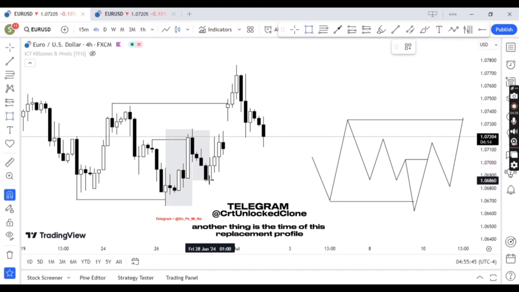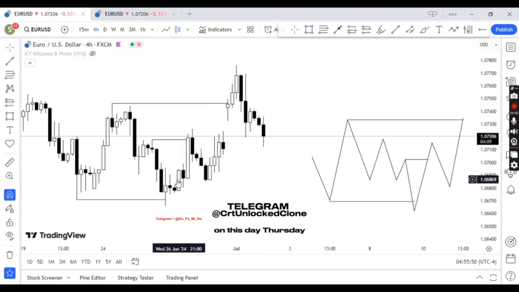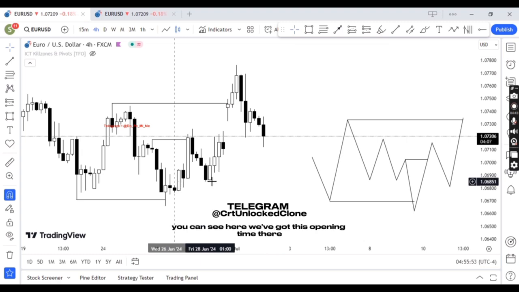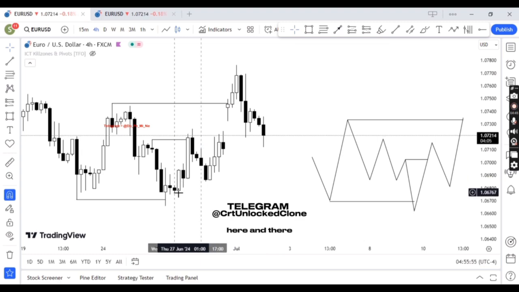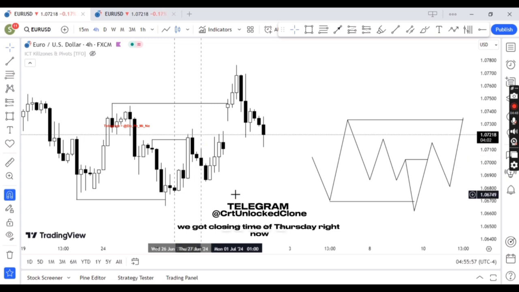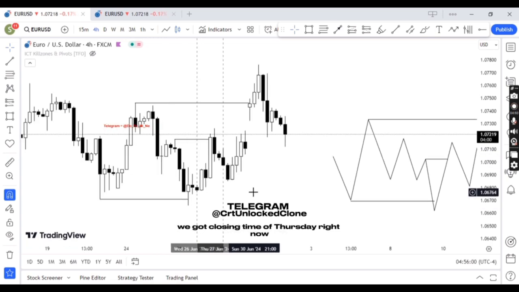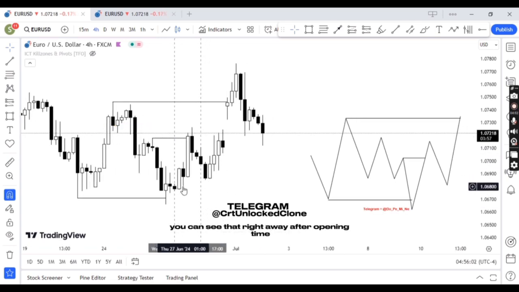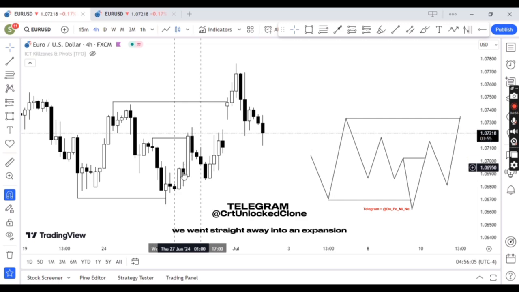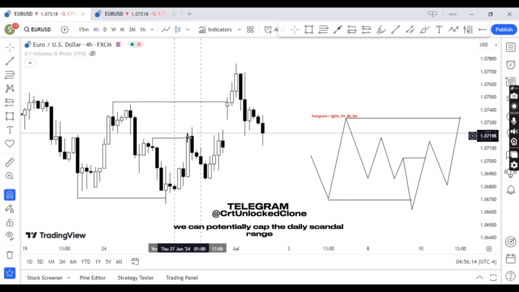Another thing is the time of this retracement profile right here. If we plot the opening times on this day, Thursday, you can see here we've got this opening time, and there we got the closing time of Thursday. Right away after opening time we went straight into an expansion and took out that range high right here. We already had a huge expansion for the first half of the day on Thursday, and now we can potentially cap the daily candle range and retrace and form the wick high of the daily candle.